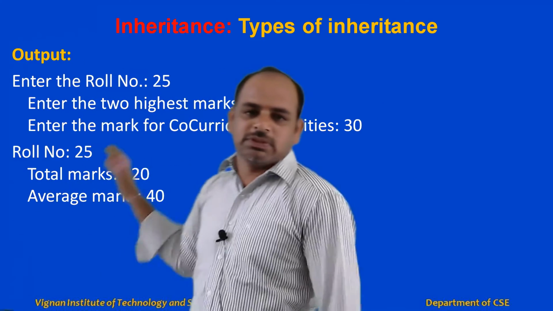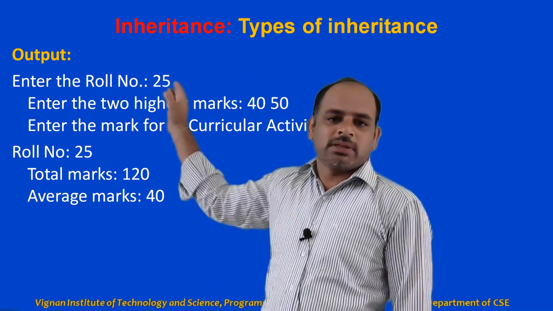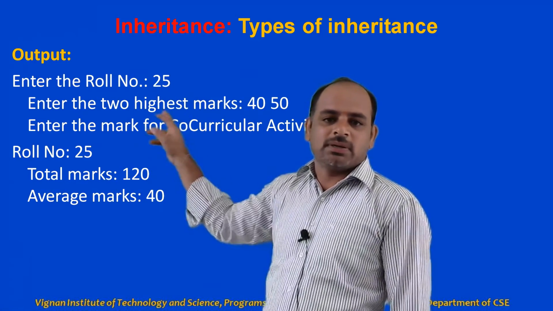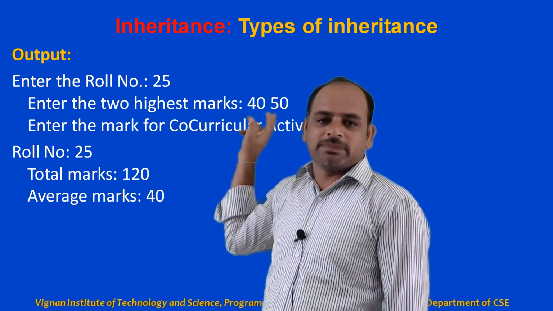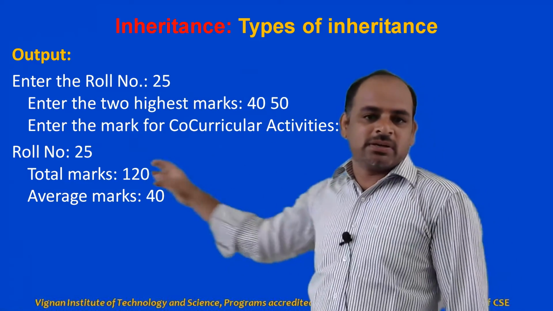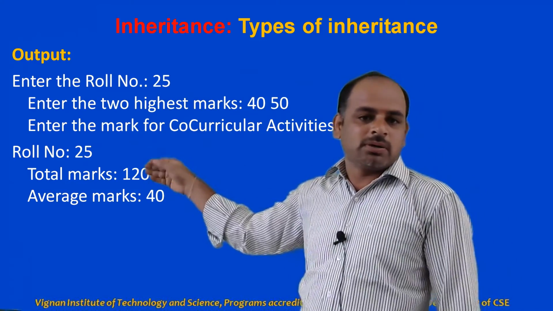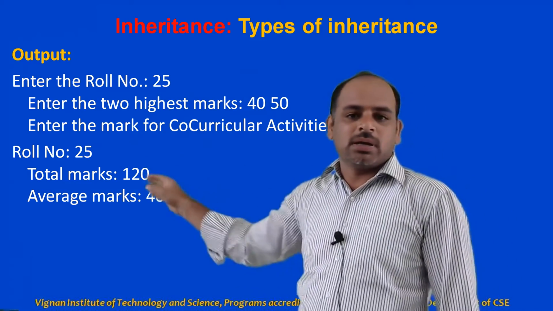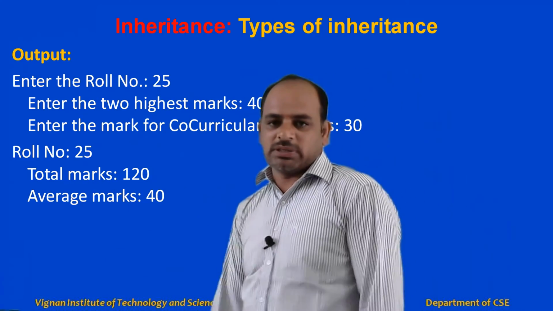So this is the output which you will get here. Enter the roll number 25 and the two subject marks of 40, 50, and enter the marks for co-curricular activities 30, which displays the roll number, total marks and average marks of the student here, right?